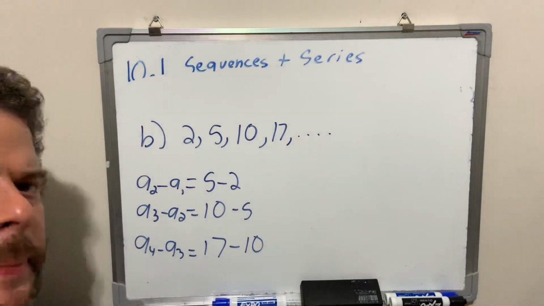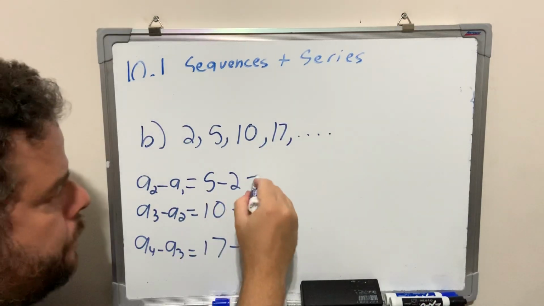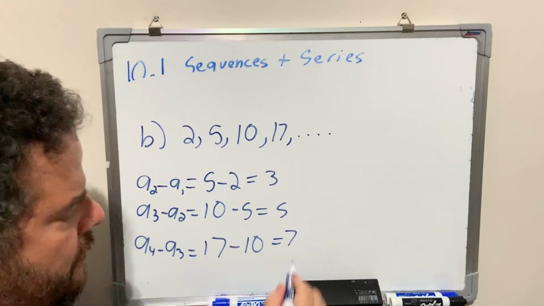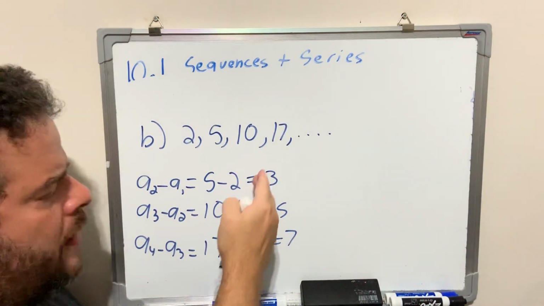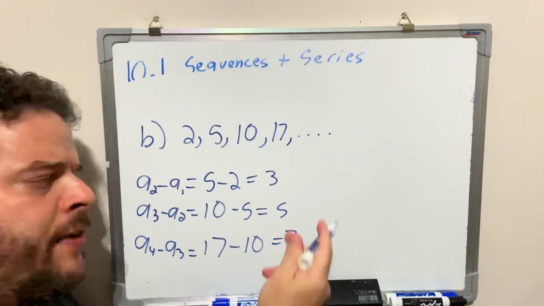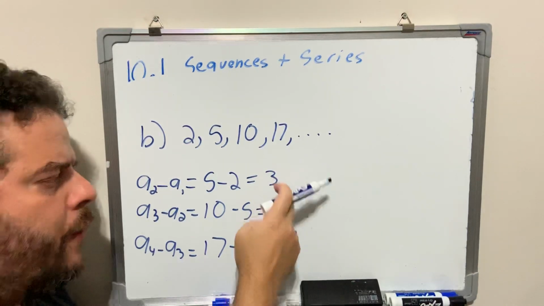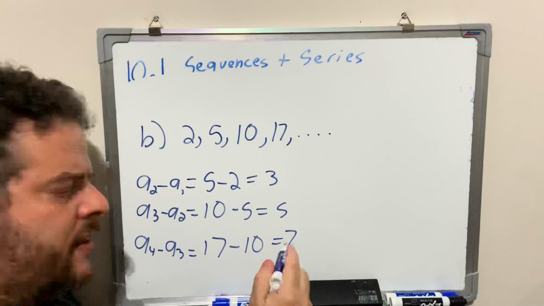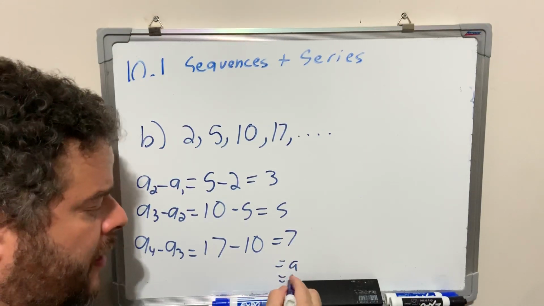And let's see what happens. Here, the answer is 3. Here, the answer is 5. Here, the answer is 7. Now, if you can visualize the differences, there is a particular sequence, 3, 5, 7. What number would be next here? Probably 9 and then 11.